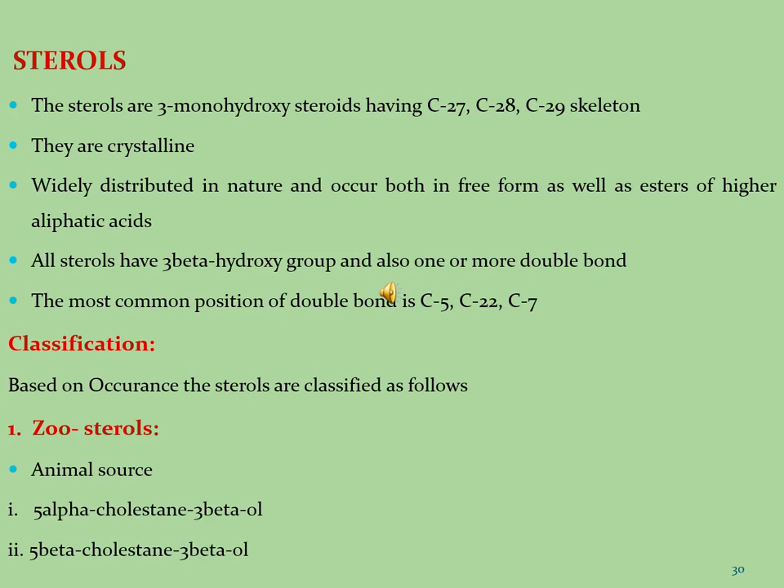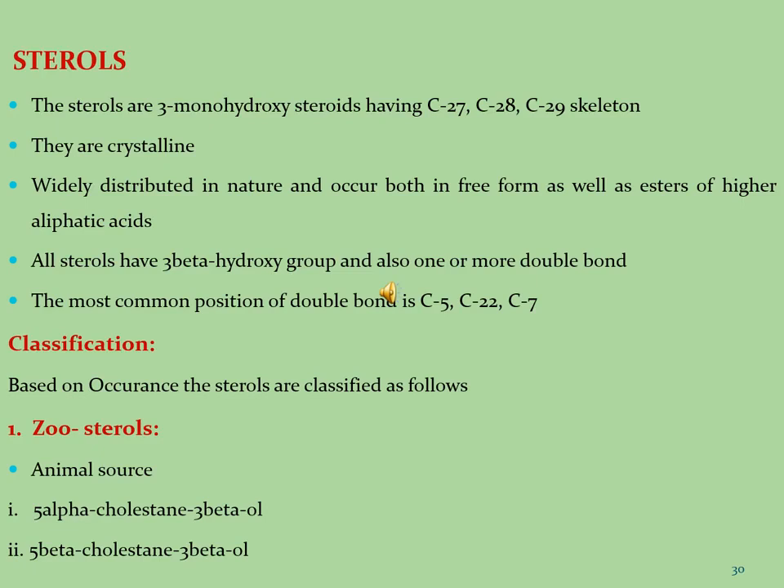They are crystalline in nature, widely distributed in nature, and occur both in free as well as ester of higher aliphatic acids. All sterols have 3-beta hydroxy group and also 1 or more double bonds. The most common position of double bond is carbon 5, carbon 22, and carbon 7.